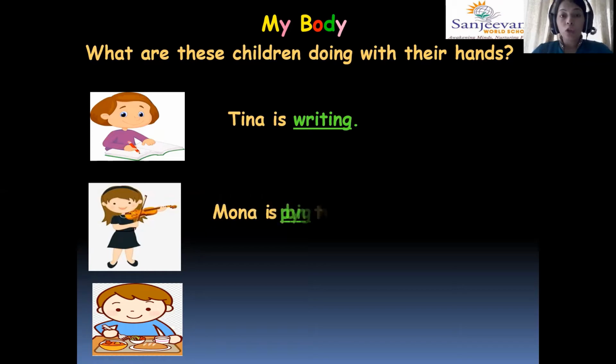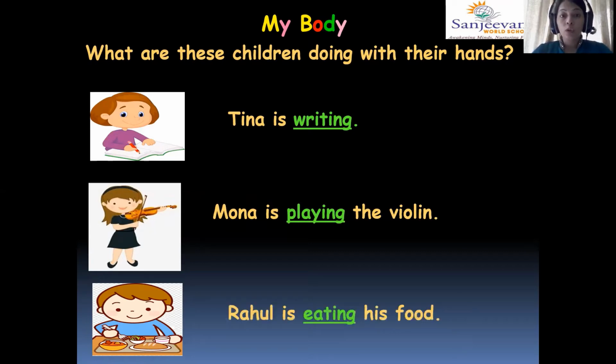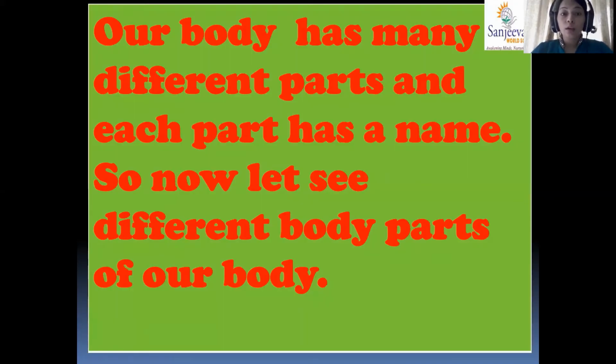In the second picture, Mona is playing violin. In the third picture, Rahul is eating his food. So children, these children are doing different activities with the help of hands. So our body parts help us to do different activities. Now in this chapter, we are going to learn about our body parts. Our body has many different parts and each part has a name. So now let's see different body parts of our body.